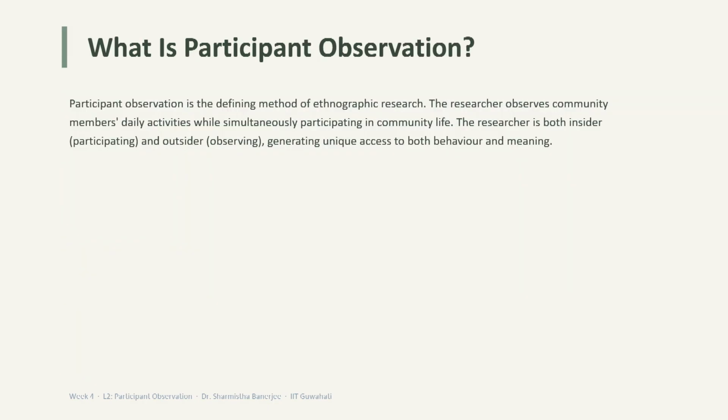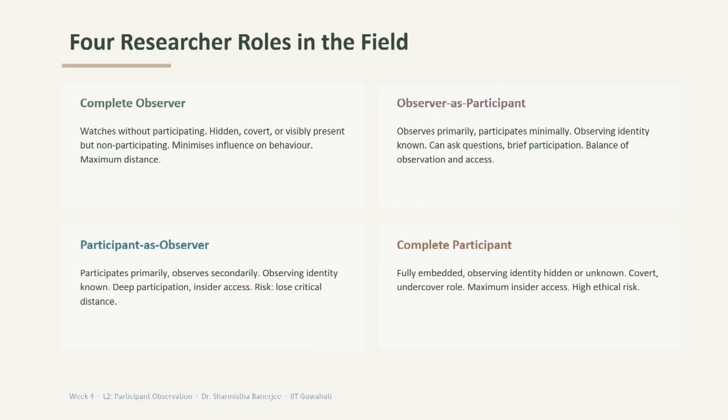Participant observation is the defining method of ethnographic research. The researcher observes community members' daily activities while simultaneously participating in the community life. The researcher is both insider, so participating, and outsider, observing, generating unique access to both behavior and meaning. There are four researcher roles that you can choose from.